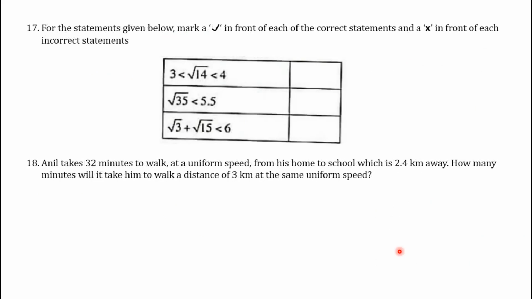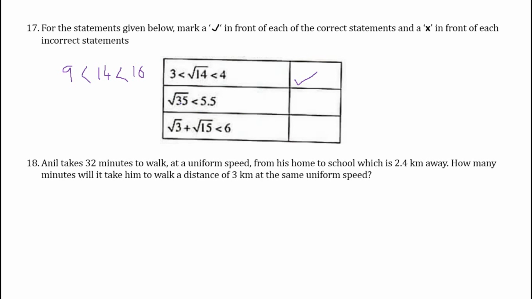Question number 17. It says, for the correct statements given below, mark a tick in front of each of the correct statements and a cross in front of each incorrect statement. Now let's see the statements and let's mark whether each is true or false. The first one: square root of 14 is greater than 3 and less than 4. So to find that, let's convert all these to normal values. 3 squared will be equal to 9, 14 stays as 14 and 4 squared will be equal to 16. And when you see this information, you know that this statement is correct. 14 is greater than 9 but less than 16. So that is a true statement.